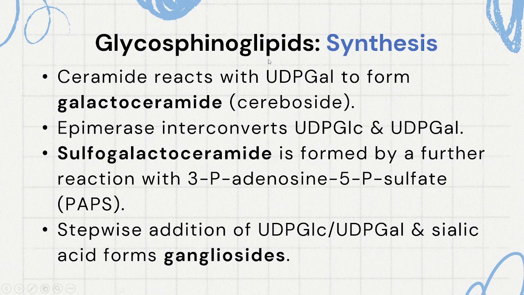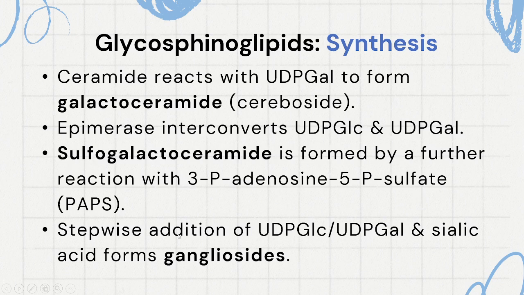For glycosphingolipid synthesis, now we need sugars. Ceramide reacts with UDP galactose to form galactoceramide, which is a cerebroside. And then an epimerase will interconvert UDP glucose and UDP galactose. Sulfogalactosyl ceramide is formed by further reaction with a compound called PAPS. PAPS stands for 3-phosphoadenosine 5-phosphosulfate. It is a source of sulfate for the sulfogalactosyl ceramide.